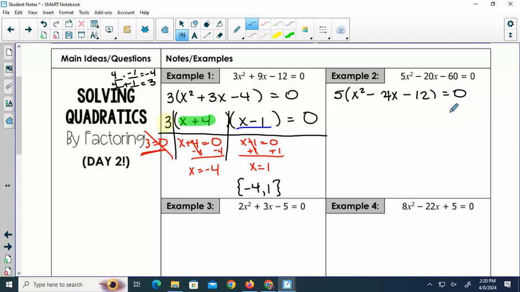So now we're just factoring. So we're looking for 2 numbers that multiply to negative 12 and add to negative 4. So the 5 out in front just stays. We have an x plus 2. We have an x minus 6.